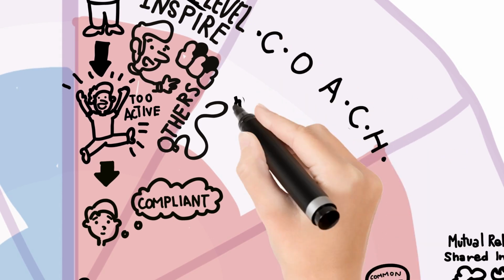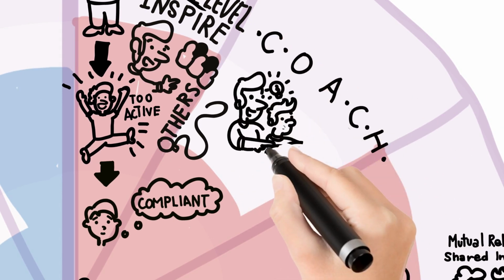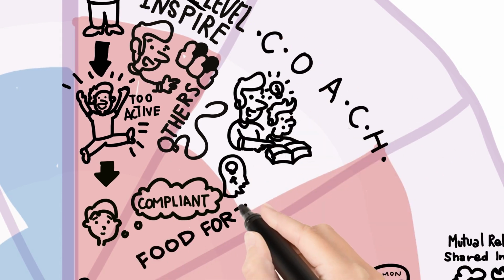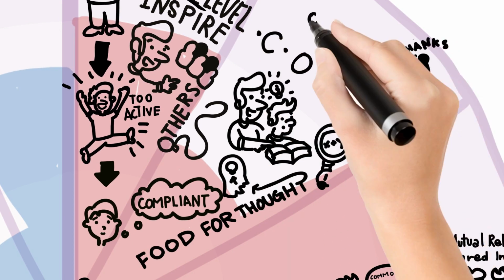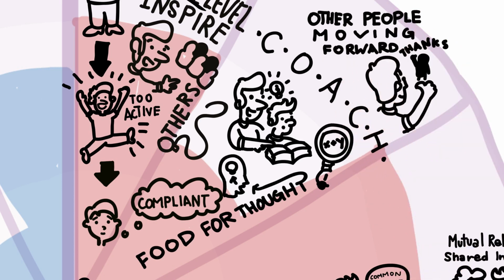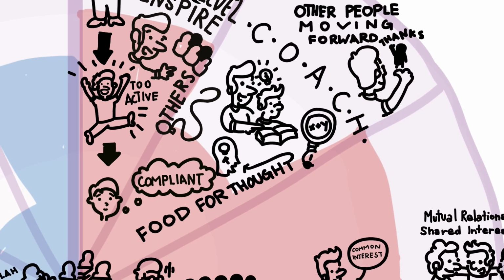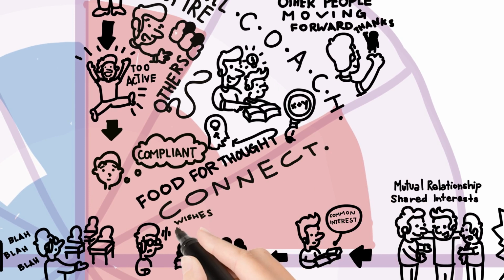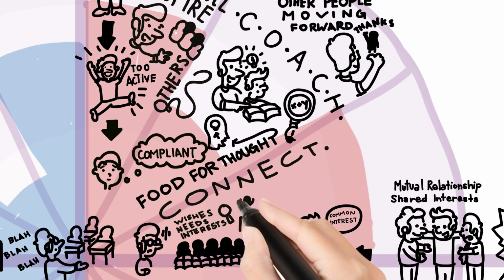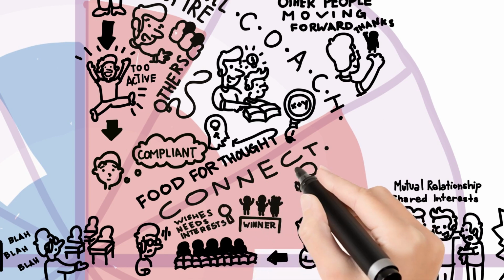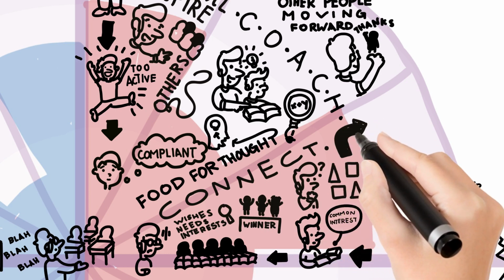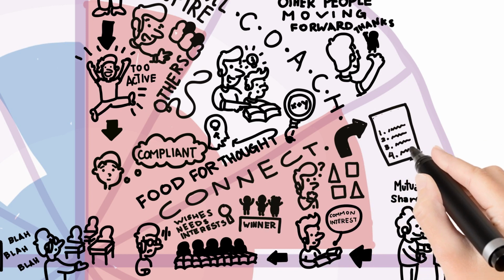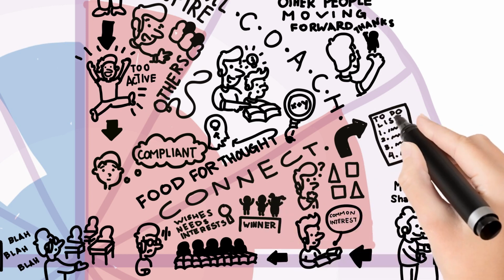The second segment is called Coach. Here, you take a helping role. You generate food for thought and assist others in finding solutions. In short, your actions are aimed at moving other people forward. The last style of this quadrant is Connect. You identify the wishes, needs, and interests of the people involved, and you actively seek win-win situations. Emphasizing similarities and checking if everyone is on the same page are at the top of your to-do list.